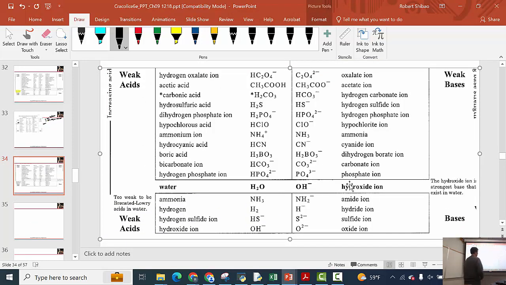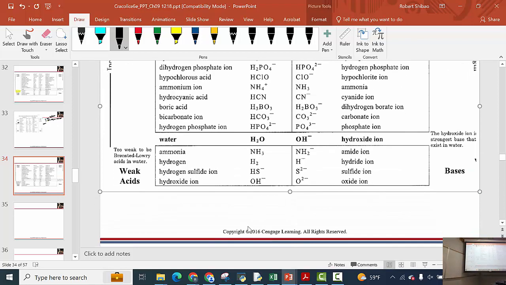So if we take a look here, hydroxide ion is the strongest base that exists in water. So we can't have any base that's stronger than hydroxide that exists stably in water. Why is that? Let's take a look at amide ion here. The reason why amide doesn't exist in water is because it reacts with water.